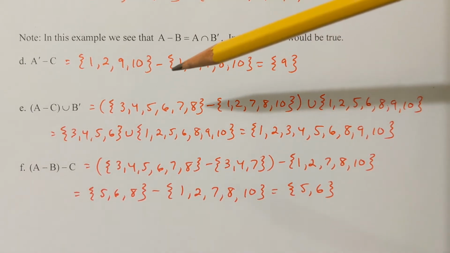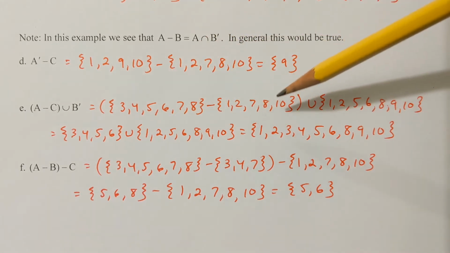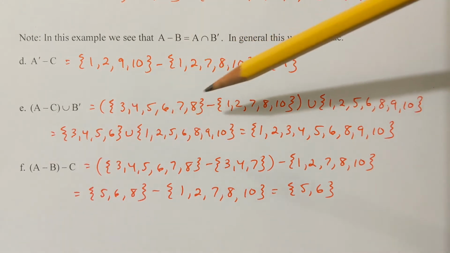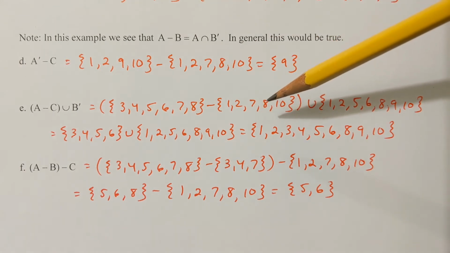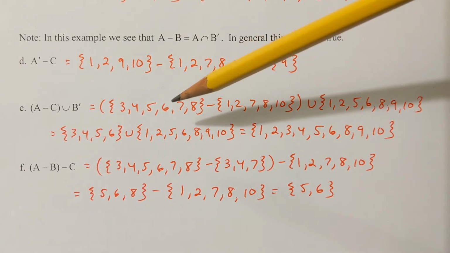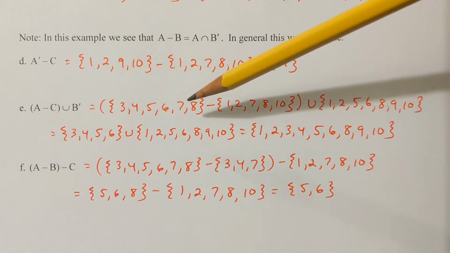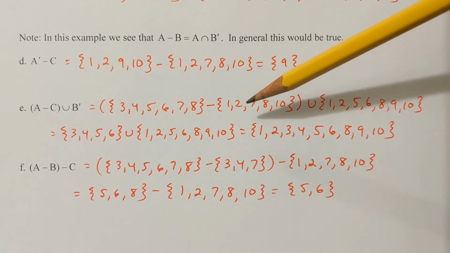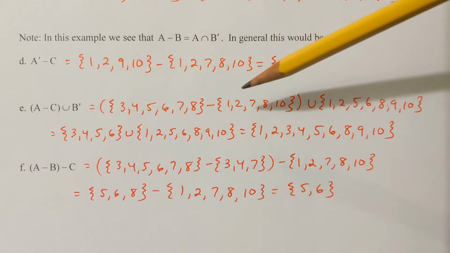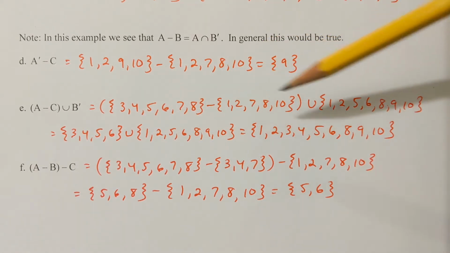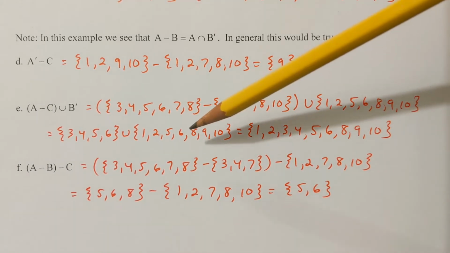So I'm subtracting these sets. I got 3. I don't see 3 there, so I'm going to keep 3. I got 4. I don't see 4 there. I'm going to keep 4. I got 5. I don't see 5 that I'm removing, so I'm going to keep 5. I got 6. I don't see 6 that I'm removing, so I'll keep 6. Here's 7 minus 7, so I get rid of 7. 8 minus 8, so I get rid of 8 and close up the set. And then I'm going to union B complement. So I've just written B complement again.